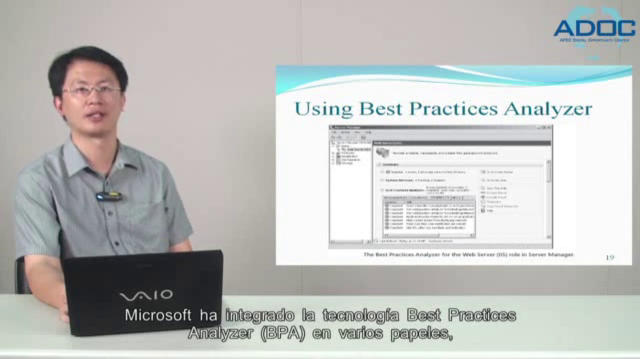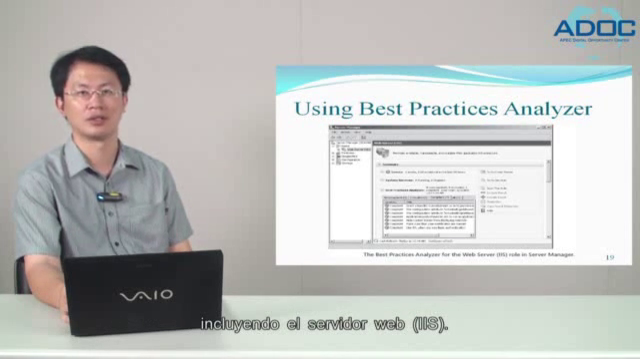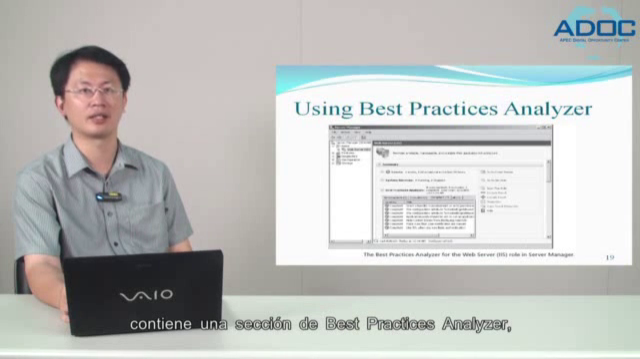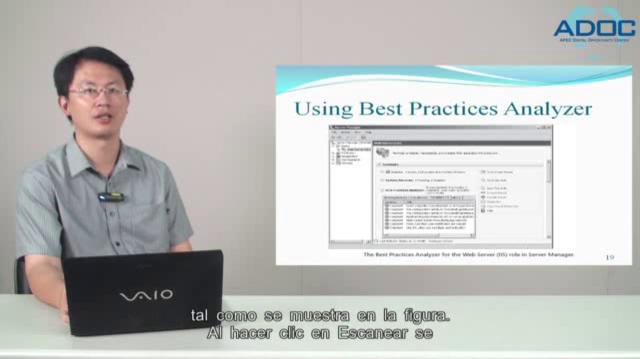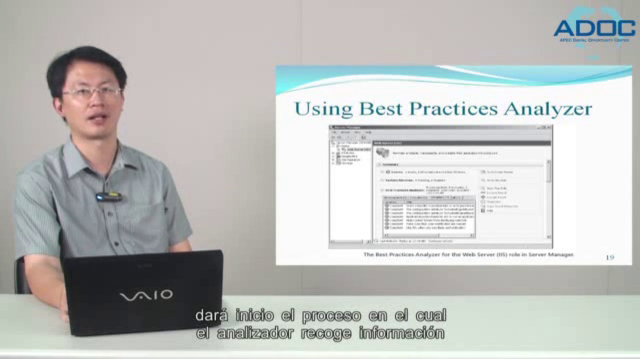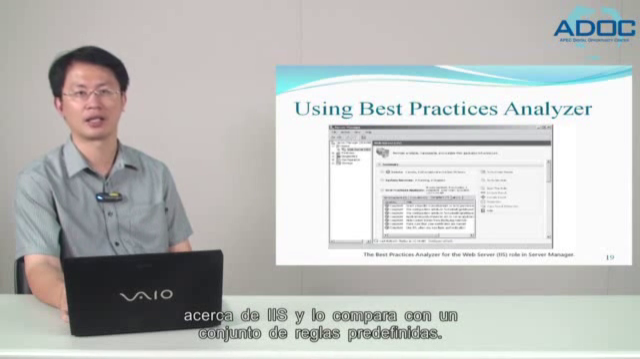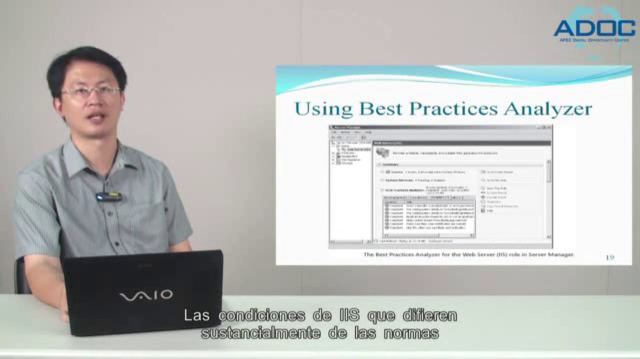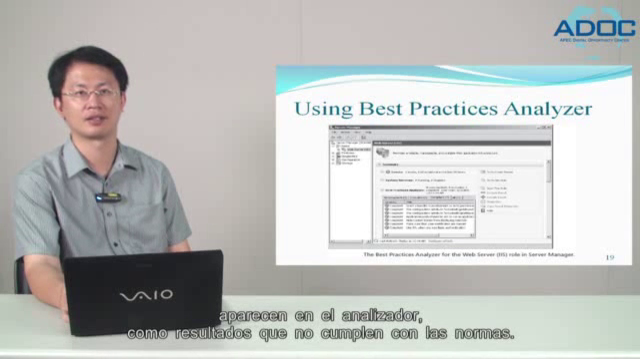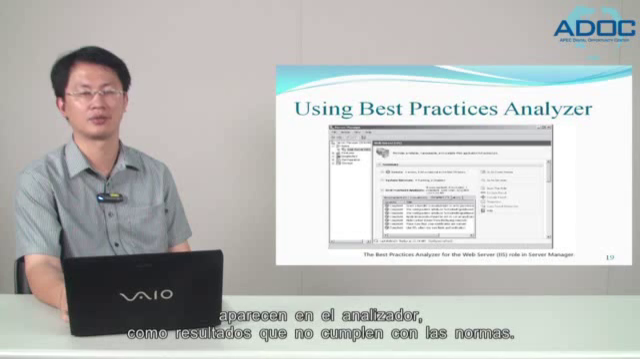And Microsoft has integrated its best practice analyzers, BPA, technology into several roles, including the web server role. In the Server Manager console, the web server node contains a best practice analyzer section. As shown in the figure, clicking Scan this role initiates the process by which the analyzer gathers information about IIS and compares it with a set of predefined rules. IIS conditions that differ substantially from the rules are listed in the analyzer as non-compliant results.